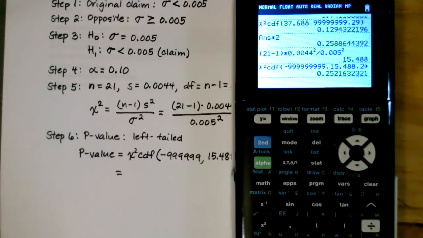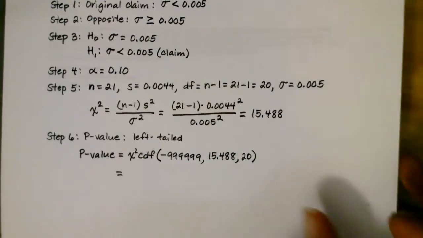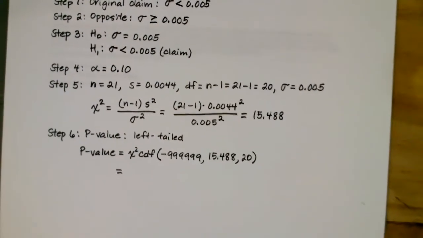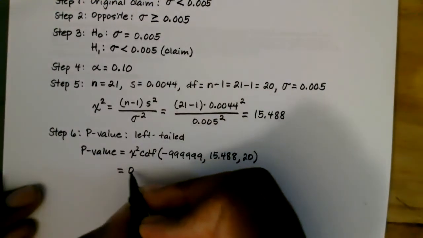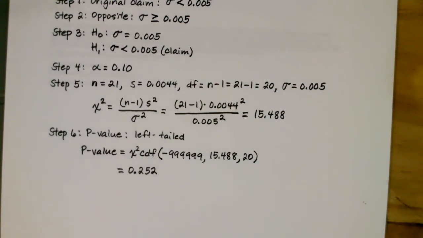This will be your p-value. Now, if they ask for 3 decimal places, I would say 0.252. That would be the p-value. So your p-value is going to be 0.252. And the p-value, of course, is the probability of getting a test statistic that is as extreme as the one that we obtained from our summary statistics. And this looks like a 25.2% probability of getting a test statistic like the one here.